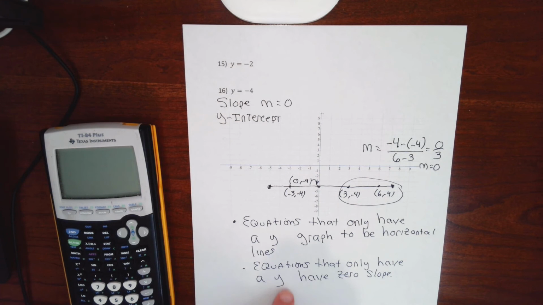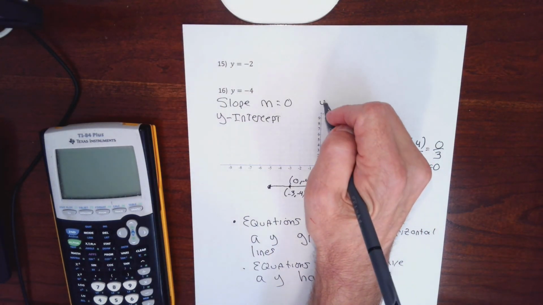So if I didn't magically know that equations that only have a y have 0 slope, and I had 2 points on the line, I could figure out the slope. And the y-intercept, super easy to figure that out.